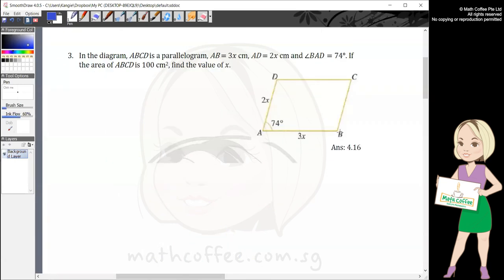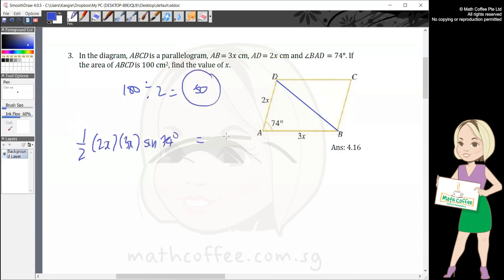Okay, it's the same thing. The only difference this time is that it's a parallelogram. They tell you that the parallelogram is 100. So if I cut it in half, it simply means 100 divided by 2, so the triangle will be 50. So actually it's the same thing. You just do half times 2x times 3x times sine 74 degrees equals 50.